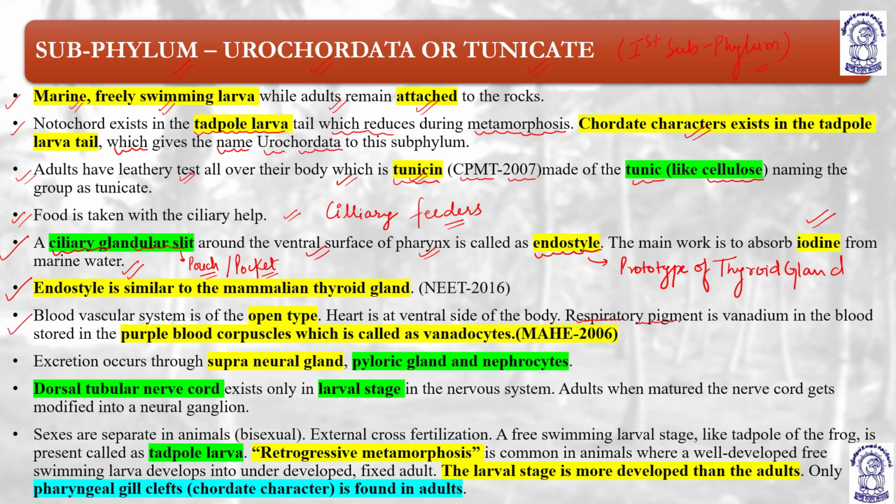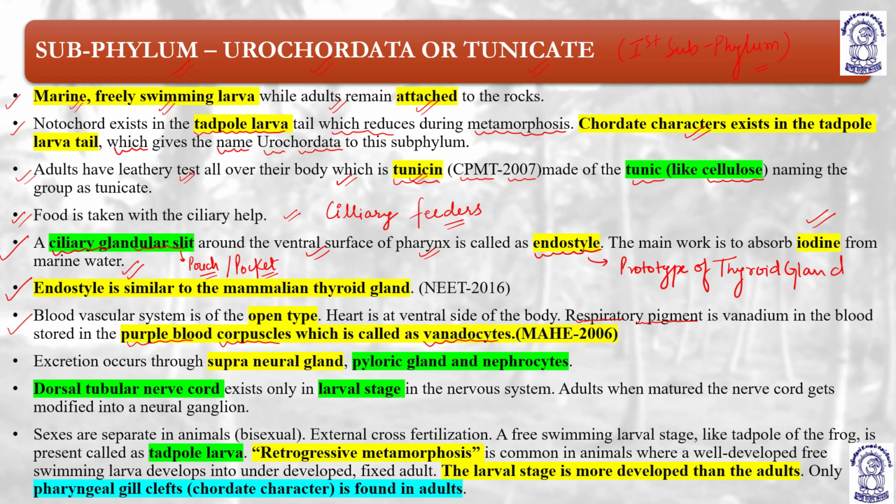Respiratory pigment is vanadium instead of hemoglobin in the blood, which is stored in the purple blood corpuscles, which are called vanidocytes, okay. So the respiratory pigment is vanadium, which is stored in the purple blood corpuscles. These are known as vanidocytes, okay.